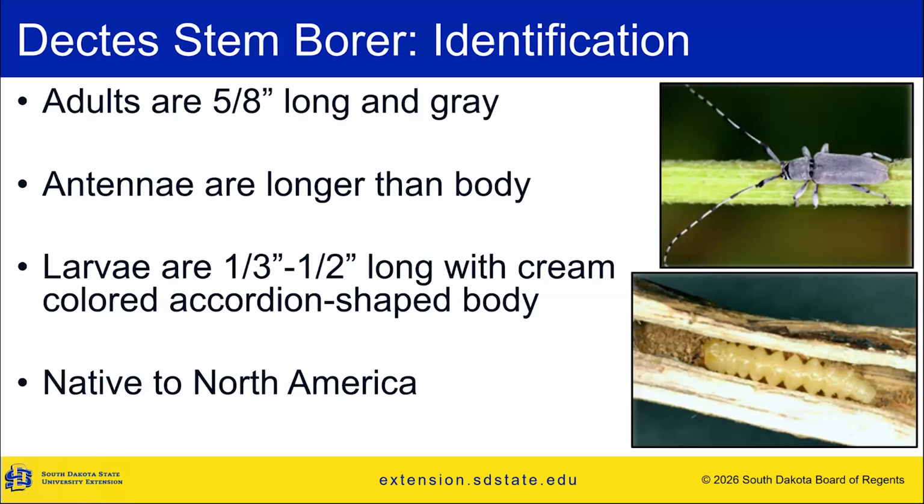they'll have an accordion shaped body. And we just say that because, as you can see in the lower picture, each segment has a constricted area between the next one. And so we always say that looks like an accordion.